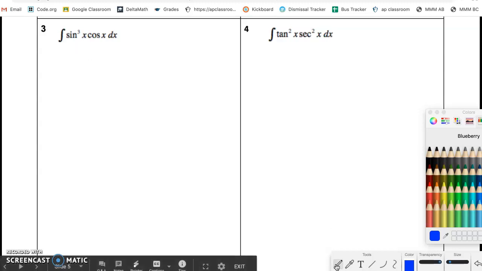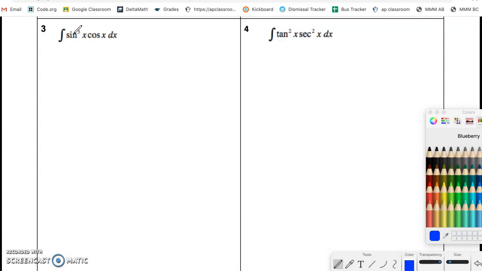Alright, so our next one here, again, I'm looking and I'm seeing is one the derivative of the other. So when I see this, once again, I see cosine is the derivative of sine. So sine will be my u, and cosine will be my du.